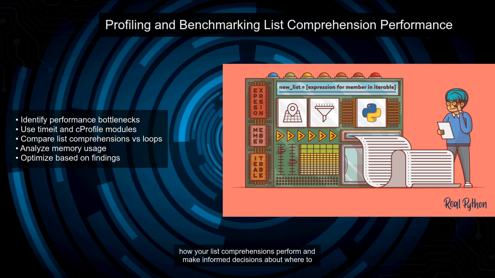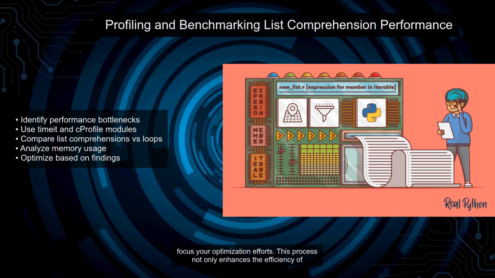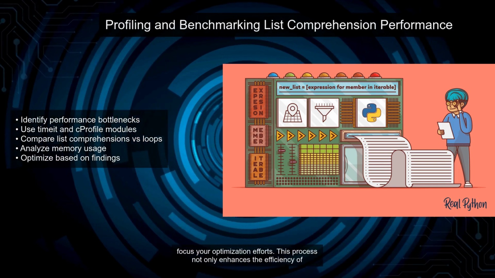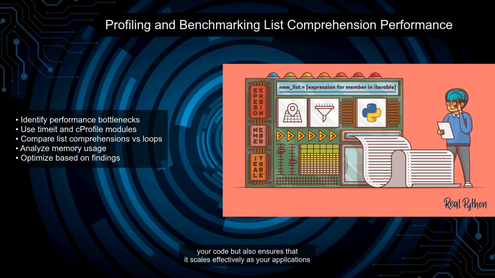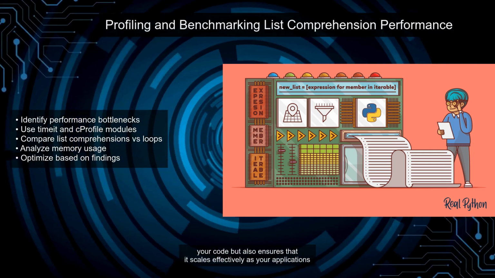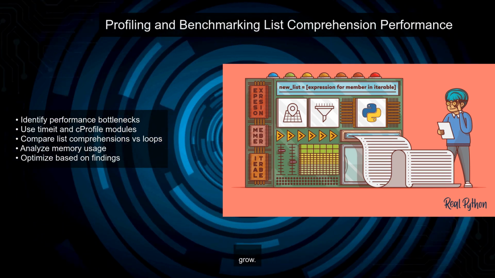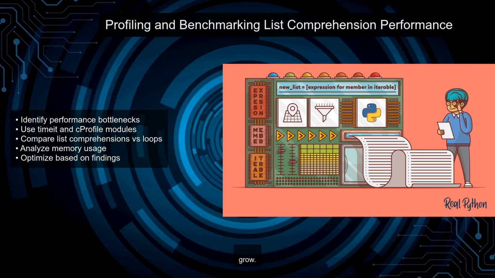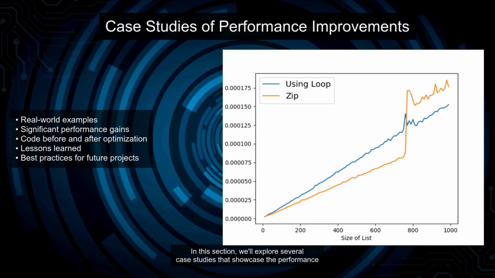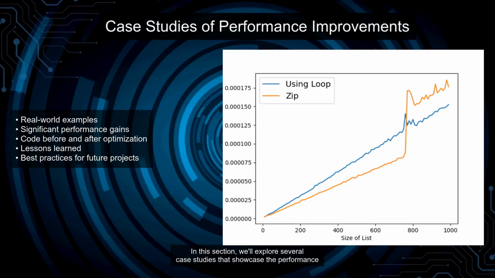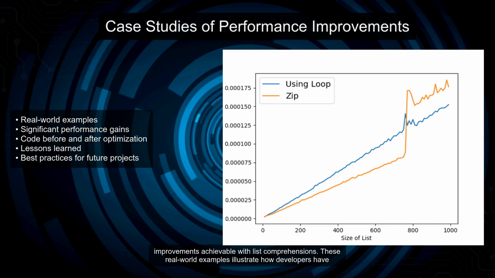By combining these tools, you can gain a comprehensive understanding of how your list comprehensions perform and make informed decisions about where to focus your optimization efforts. This process not only enhances the efficiency of your code but also ensures that it scales effectively as your applications grow. In this section, we'll explore several case studies that showcase the performance improvements achievable with list comprehensions.